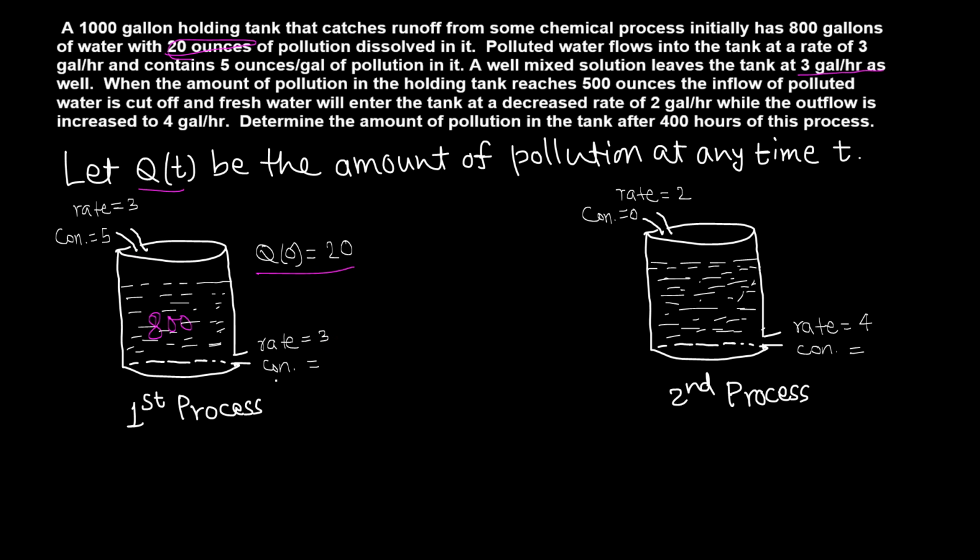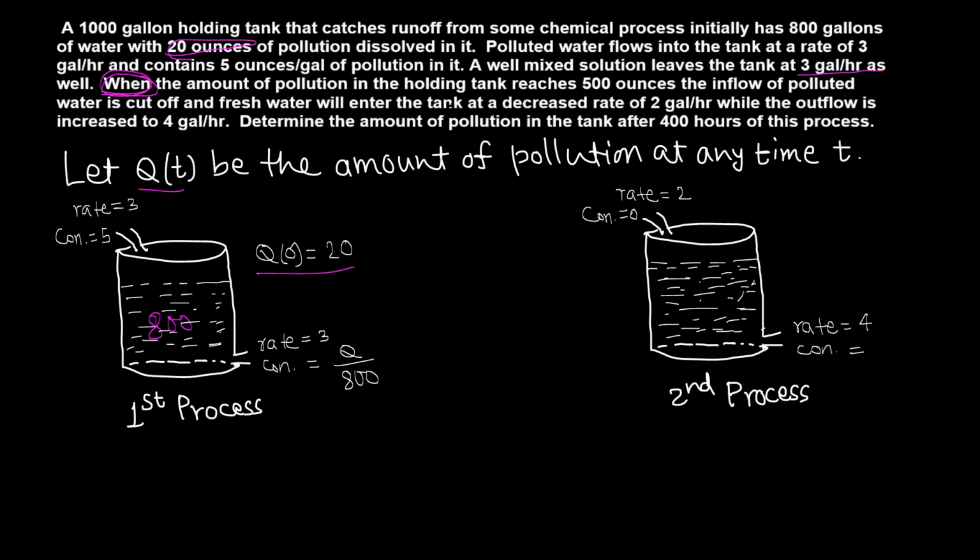Then we can determine the concentration of outgoing liquid. That will always be the amount of pollution at any time t, that's Q, unknown, divided by the volume of the water. Here the volume of the water is not changing, because getting in 3, getting out 3 as well, so 800 remains constant.